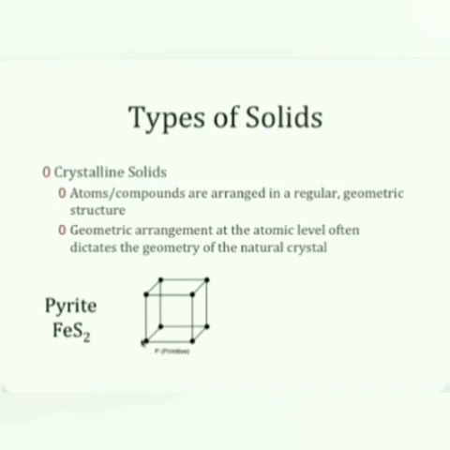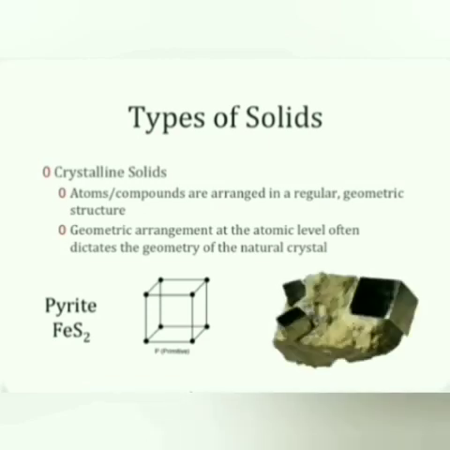Types of solids. We talk about crystalline solids. Atoms or components are arranged in a regular geometric structure. Geometric arrangement at the atomic level often dictates the geometry of the natural crystal. We have examples like a simple cubic and a pyramid.